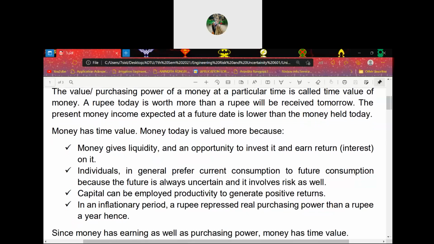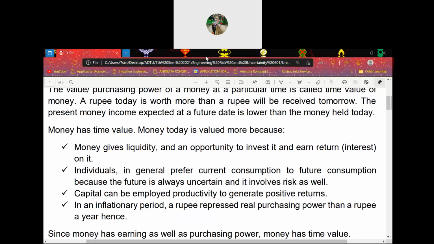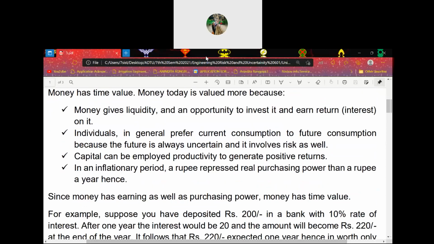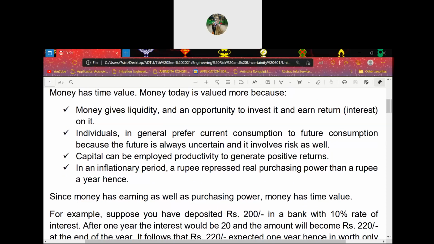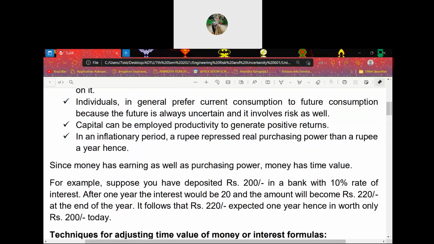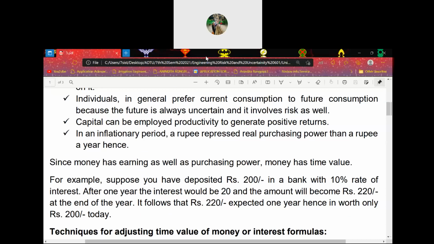Next, capital can be employed productively to generate positive returns, and in an inflationary period, a rupee today represents more real purchasing power than a rupee a year hence. So since money has earning as well as purchasing power, money also has a time value. For example, suppose we have deposited rupees 200 in a bank at a 10% rate of interest. After 1 year, the interest would be rupees 20 and the amount will become rupees 220. So the rupees 220 expected 1 year hence is worth only rupees 200 today.